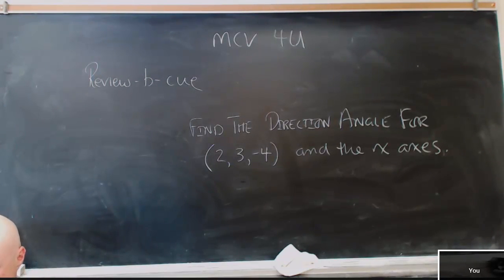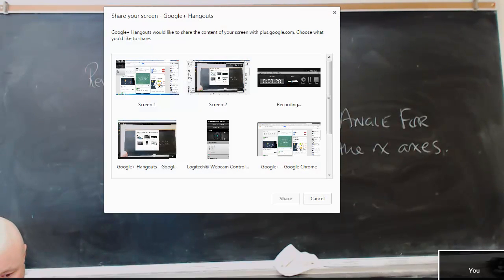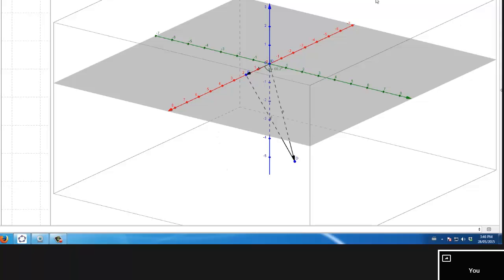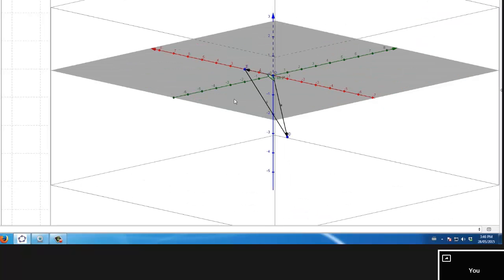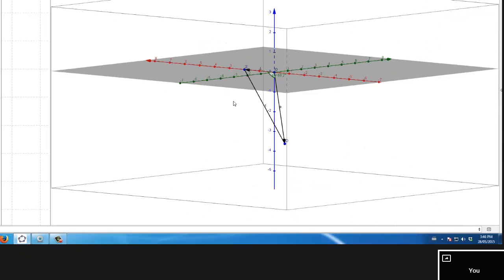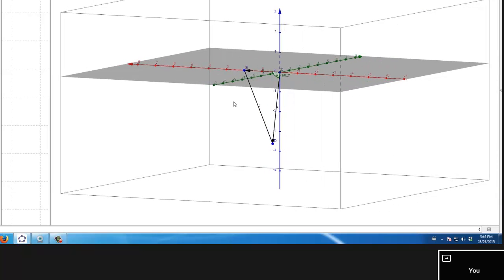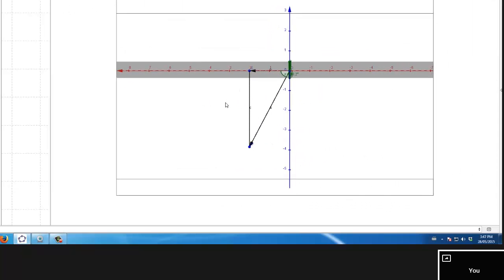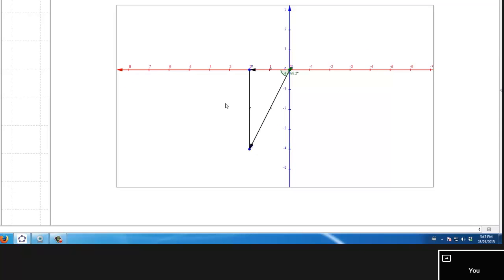And so what it actually looks like, here it is in GeoGebra, and what we need to find. And there is (2, 3, -4). Now you see the z value is negative, and so it's actually underneath that plane. And when you look at it, you can actually make a right-angled triangle with the x-axis, with the base being the coordinate 2, and then there's our point, and it makes a nice right-angled triangle.